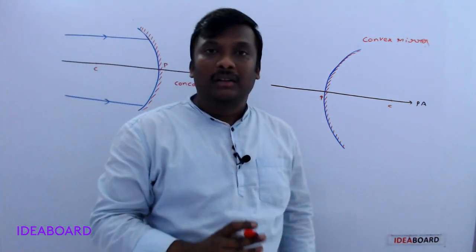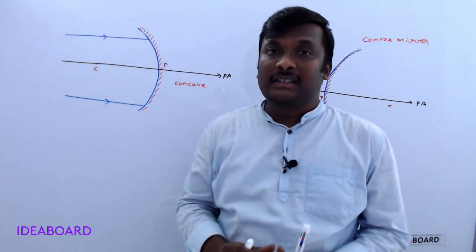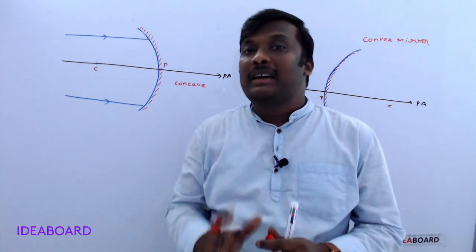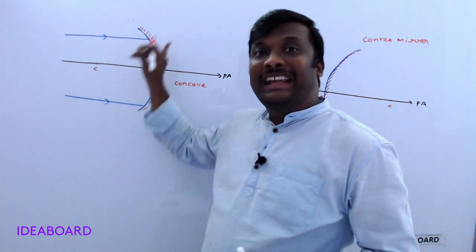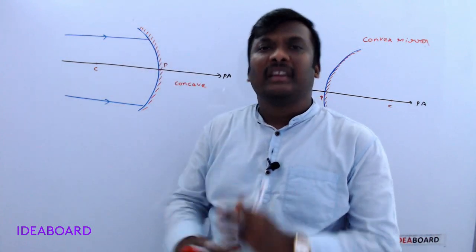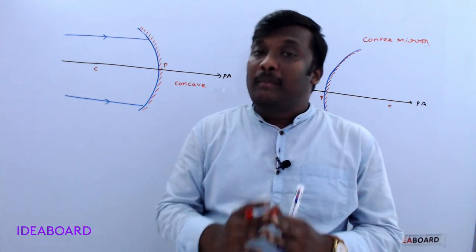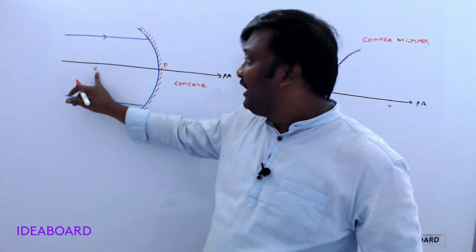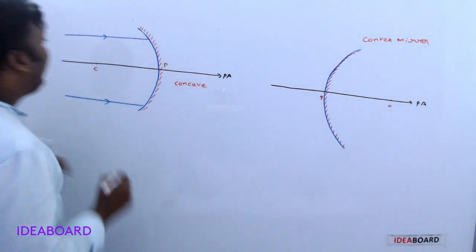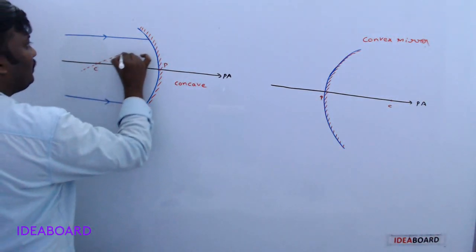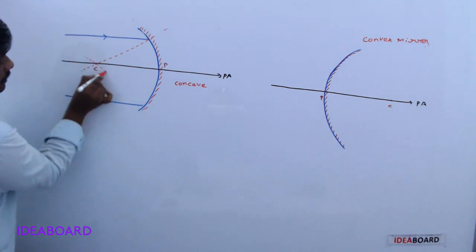Draw a normal. It is not a plane surface, it is a curved surface. For curved surfaces, always keep in mind the normal must pass through the center of curvature and the point where the ray strikes the mirror. Any time, please keep in mind what a normal is. The normal must be drawn from the center of curvature to the point where the ray is incident on the mirror. So draw a normal here. This is another ray, so at this point draw another normal.